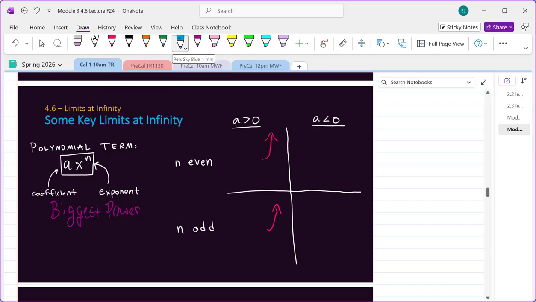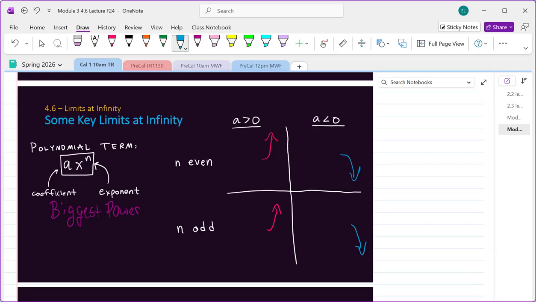When the coefficient is negative, then if I plug in a million to the fourth power, but the a is negative, it's going to force it to go negative. So that's our behavior on the right.